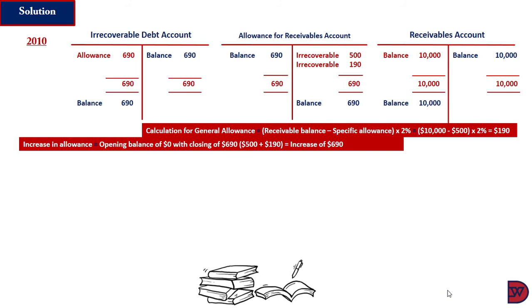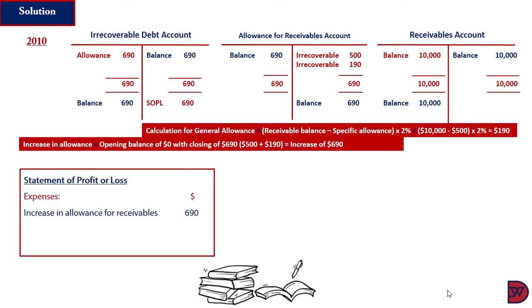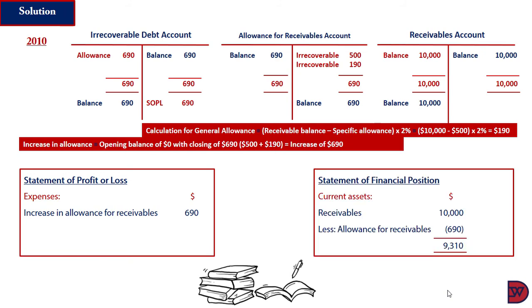We have an income statement account, which is the irrecoverable debt. So we have to come and close it off. We simply close it by crediting the account. Bring it to the statement of profit or loss account and drop it there with the name increase in allowance for receivables. Then we come to the statement of financial position. Then bring the receivables account balance there, which is $10,000. Then come and less it with the allowance for receivables, $690.